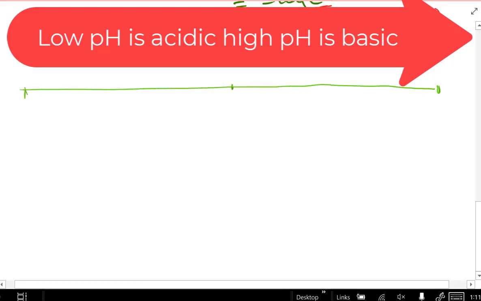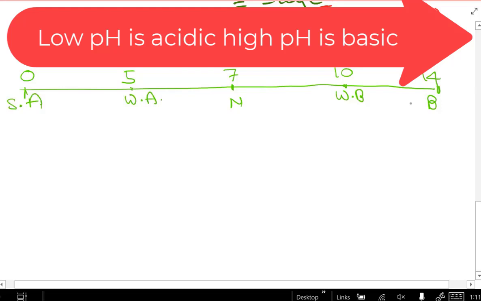Let's start with low pH is acidic and high pH is basic. So in the scale 0 to 7 to 14, in between you can put 5 and 10, right? And then let's explain. 0 to 7 is acidic and 7 is neutral and 7 to 14 is basic. But the 10 area can be considered as weak base and the 5 area can be considered as weak acid.